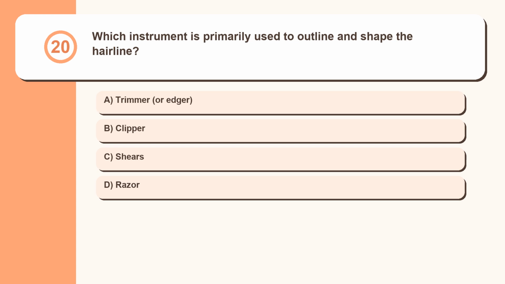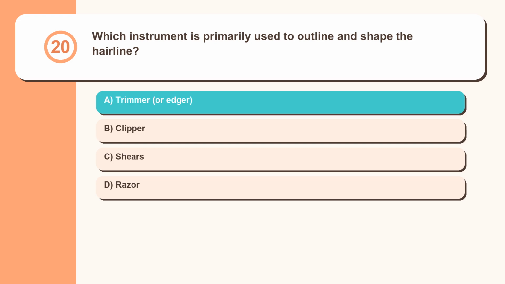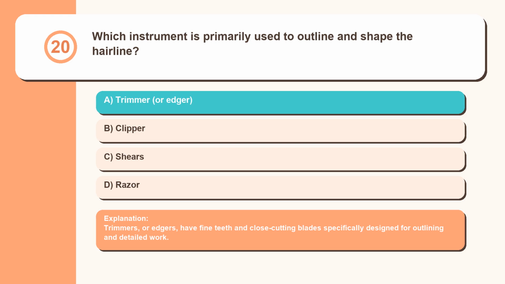Question 20. Which instrument is primarily used to outline and shape the hairline? Trimmer or edger, clipper, shears, razor. Trimmers, or edgers, have fine teeth and close-cutting blades specifically designed for outlining and detailed work.